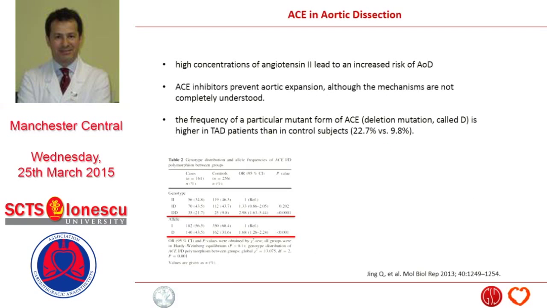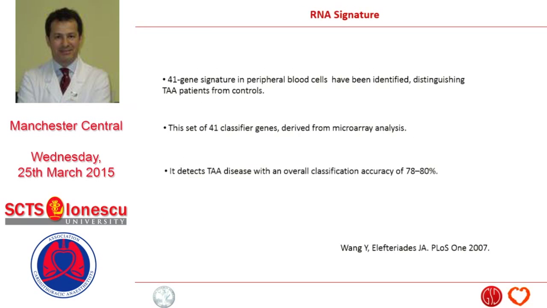Angiotensin converting enzyme, ACE, and its role in aortic dissection has been reported as well as a potential biomarker. It has been shown that ACE inhibitors prevent aortic expansion, but the mechanism is not clear. Nevertheless, it's higher in those patients affected by thoracic aortic dissection compared to control patients.